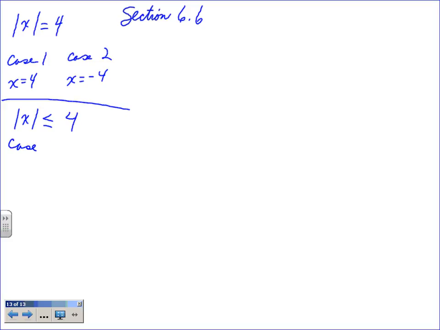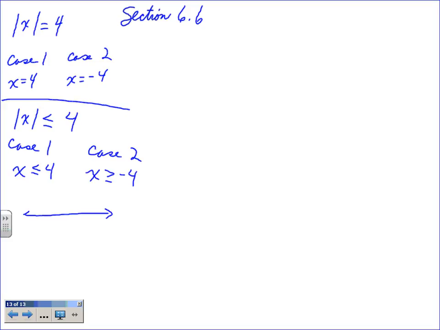We go case 1 and case 2, just like we did the others. In case 1, x is less than or equal to 4. And here's the part that's different for case 2. In case 2, whatever's inside is greater than or equal to -4. So we have to change that sign for inequalities, and that's the only thing that's going to be different for us. And then they're going to ask you to graph it on a number line.